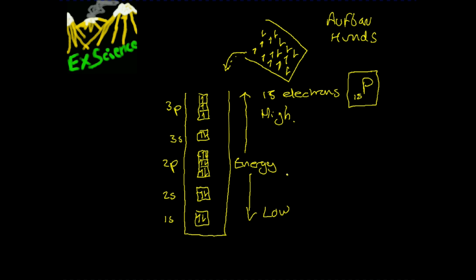This is the electronic configuration of phosphorus, which I could write now: 1s2, 2s2, 2p6, that's got 6 electrons in, 3s2, 3p3, because the 3p's got 3 electrons in.